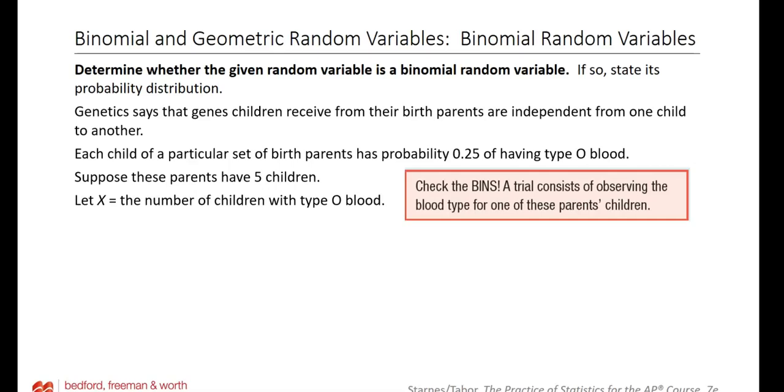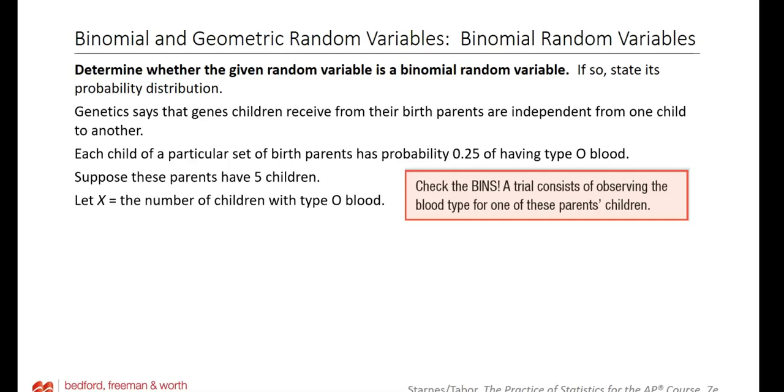It looks like success is having type O blood. Failure is not having type O blood. I know there are other types of blood other than type O, more than just one, but not type O blood is failure, right? So it's binary as far as the B part. I is independent. It explicitly says they're independent, each birth here, so that's independent. N is a set number of trials. Okay, so they're having 5 children no matter what, so that's set.